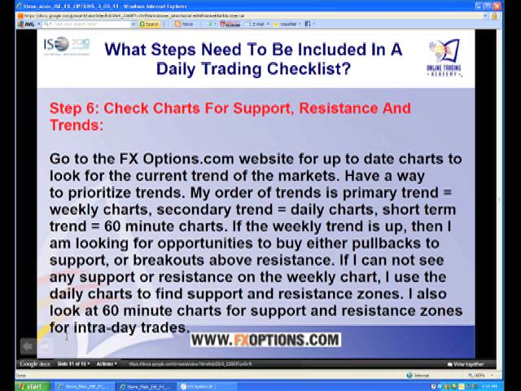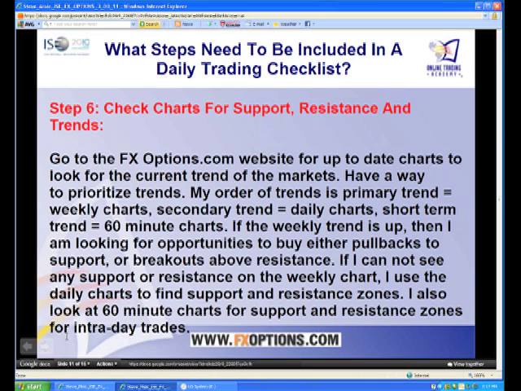I'm primarily a swing trader and a position trader as an option trader. So my primary trend is always the weekly charts. That means that's the place where I look for what I call the market cycles or the 4 stages of the market. My secondary trends are the daily charts, and my entry charts for actually entering positions are 60-minute charts. So if the weekly trend is up, I'm looking for opportunities to buy either pullbacks to support or breakouts above resistance. And I can do that on a daily chart or a 60-minute chart.